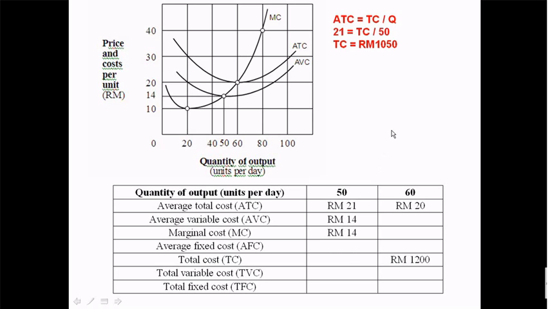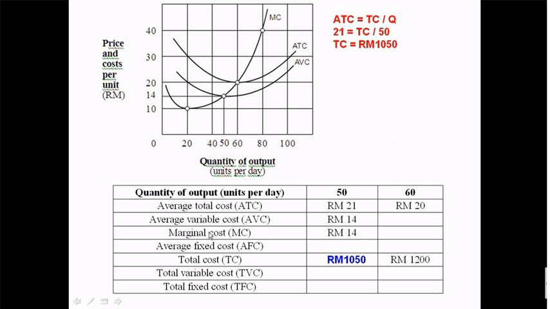Okay, so we look at this formula. Average total cost is equal to total cost divided by quantity. So we have the average total cost, which is 21. This is given in the table. So we want to find total cost. It's divided by 50 units, and we will get total cost equals 1,050 ringgit. So we'll fill in the blanks here: 1,050 total cost for 50 units.